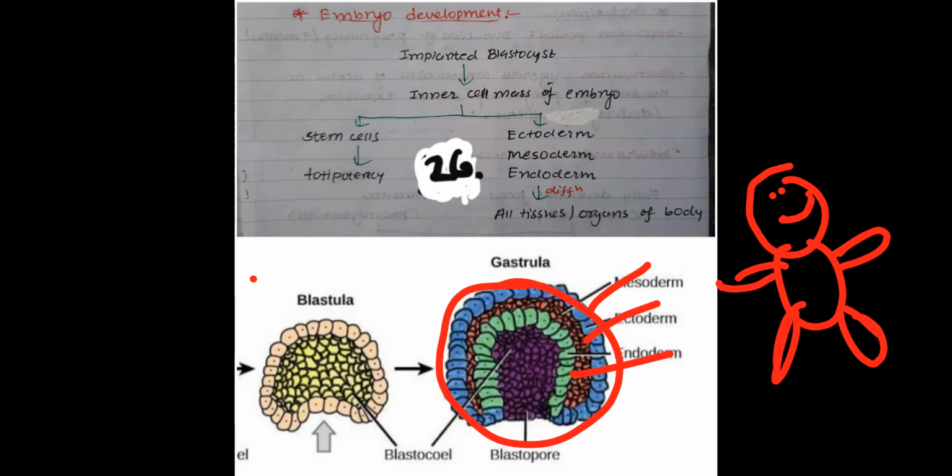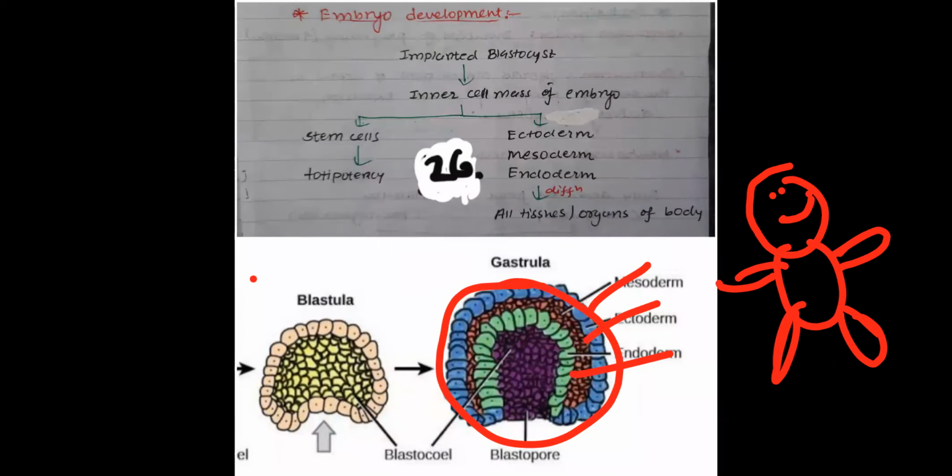While the inner cell mass was developing the 3 germinal layers called ectoderm, mesoderm, and endoderm, parallelly, it had some cells which were identified as stem cells. It formed some cells as the stem cells. Stem cells possess a special property known as totipotency. They can differentiate into any tissue of the body.